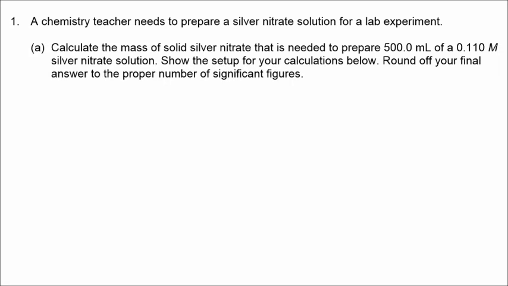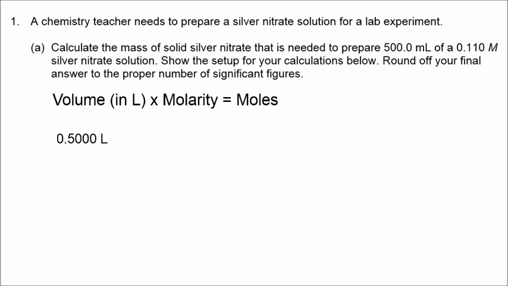Number 1, a chemistry teacher needs to prepare a silver nitrate solution for a lab experiment. We have to calculate the mass of solid silver nitrate that is needed to prepare 500 milliliters, which is 0.5 liters, of a 0.110 moles per liter solution.